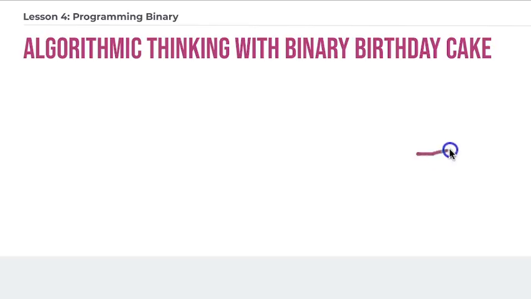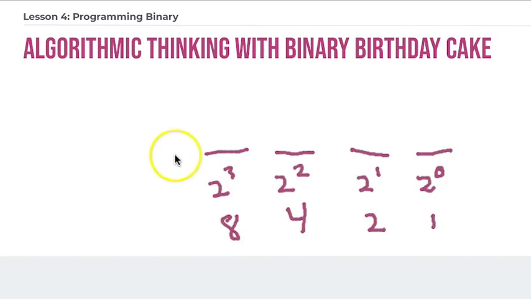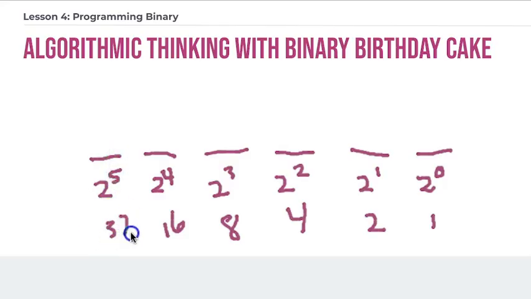So that gives us, here's our blanks. Here's our blank for 2 to the 0 power, or 1. Here's our blank for 2 to the first power, or 2. Here's our blank for 2 to the second power, or 4. Here's our blank for 2 to the third power, or 8. It's going to get a little cramped here. 2 to the fourth power, or 16. 2 to the fifth power, or 32.